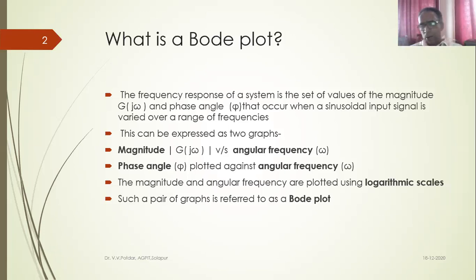This phase angle plot provides me the phasor information, whether there is phase lag or phase lead. When I provide a frequency input function, what happens to the magnitude of the output and what happens to the phase angle of the output function. So these two plots together are called a Bode plot. The magnitude and angular frequency are plotted using logarithmic scales. So normally these are plotted by using a semi-log paper. We'll discuss it later.